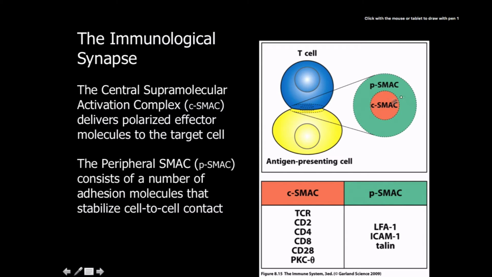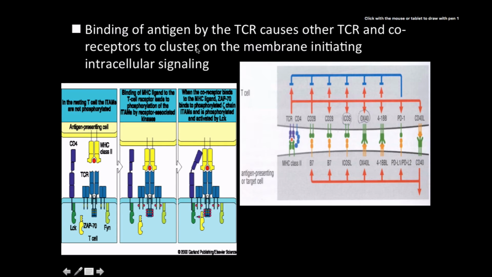And then there's the central supramolecular activation complex, which is the actual part of activation, containing the T cell receptor, the co-receptor interactions, and then the co-stimulatory signal, which we'll talk about later. Now, the binding of the antigen by the T cell receptor causes the other T cell receptors and co-receptors as well to cluster on the membrane, initiating intracellular signaling.